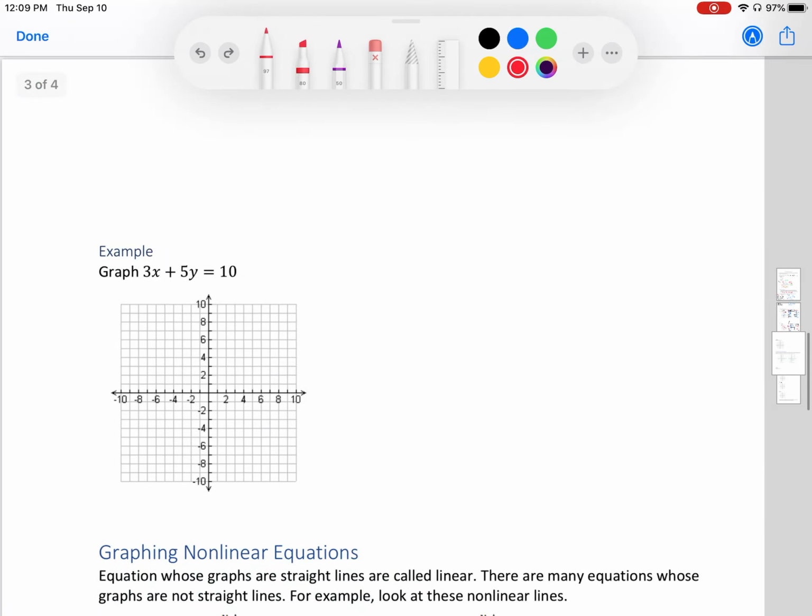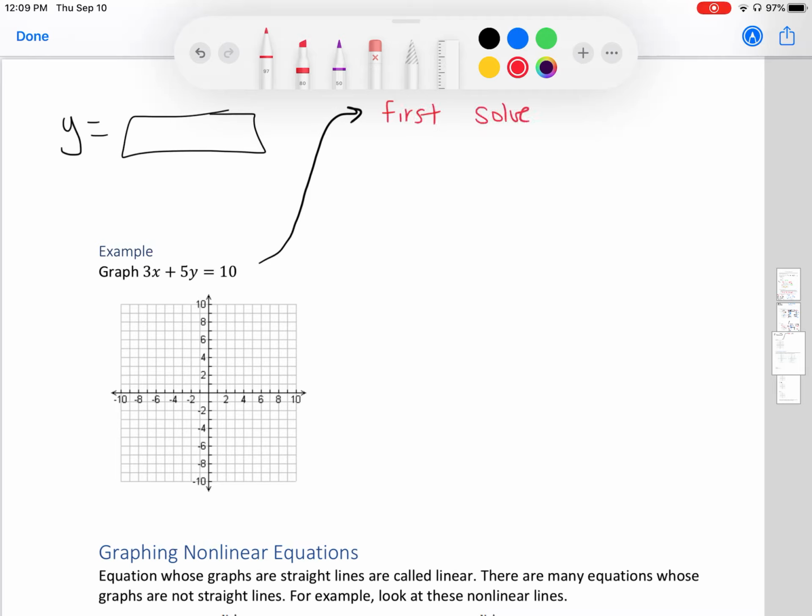Let's go on to our next one. So what's different about this one? Here we see that while all of our other equations were y equals something, this one is not. So for this one, it would be worth our efforts to first solve for y.